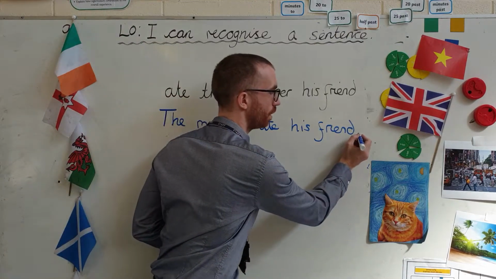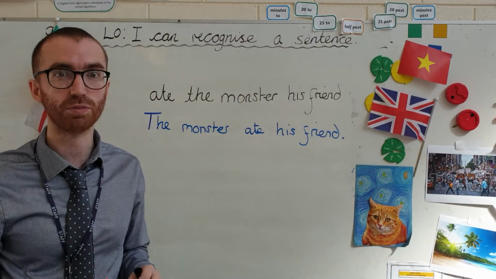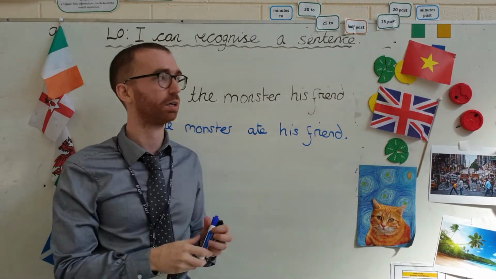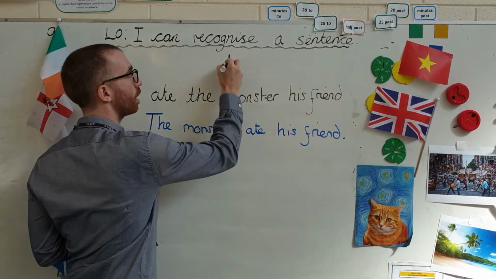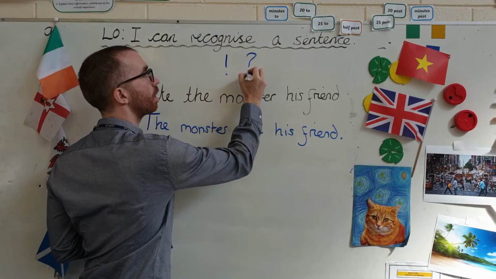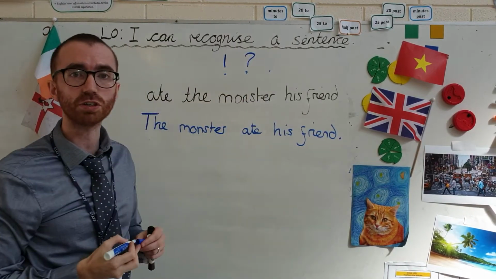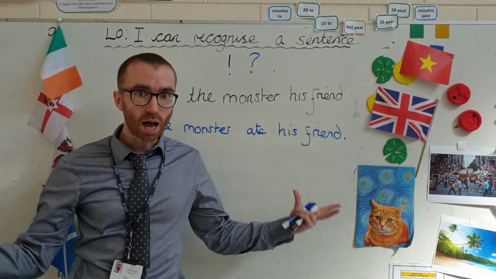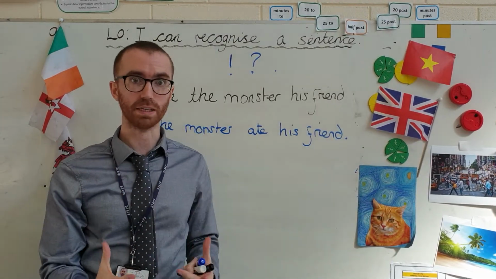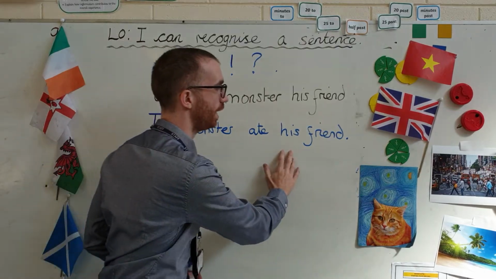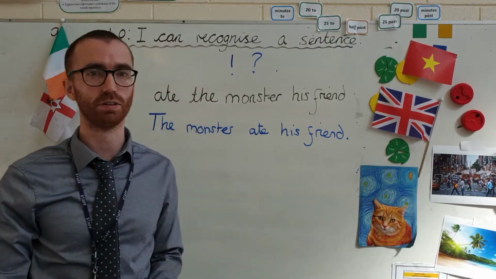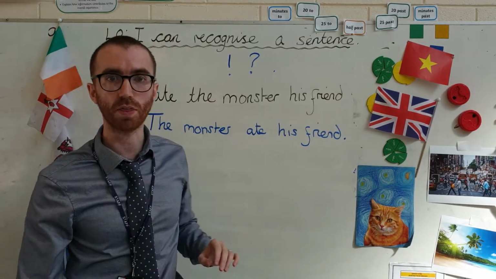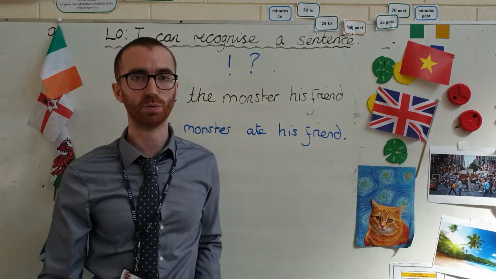A full stop. Now, it's not always a full stop. Sometimes it could be an exclamation mark or a question mark. Okay? Here's an exclamation mark. This might go at the end of a sentence. Here's a question mark. That might go at the end of a sentence. And there's a full stop. They signal that what I am saying is done, that it has been complete. So, the monster ate his friend. There is a sentence. Now, I'm going to go into some other videos to look at exclamation marks and what they are. I'm going to have a look at question marks and what they are.